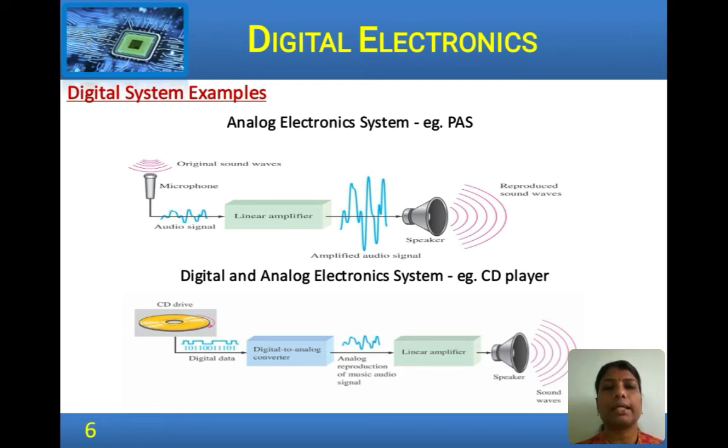The second example is that of a CD player, which is a combination of digital and analog electronic system. Here in a CD drive, the music or data has already been written onto the drive and it is stored in the digital form, and a digital reader such as a laser can be used to read the digital data, and this data is converted to analog form using DAC, that is digital to analog converters, and this analog signal is amplified and then fed to a speaker from which the music or the output speech can be heard.